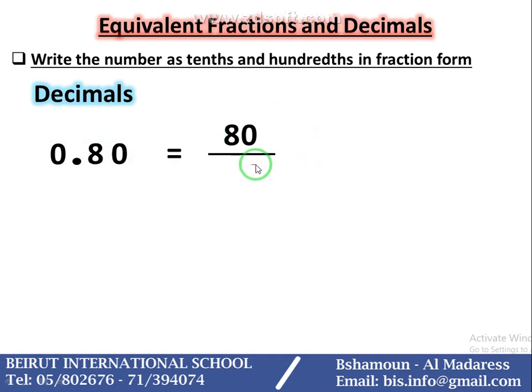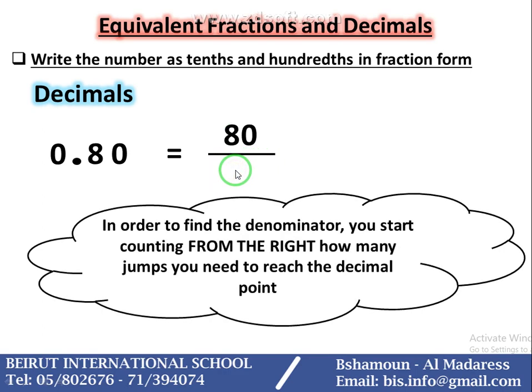Now we have to figure out whether the denominator is 10 or 100. In order to find the denominator, let's count starting from the right. How many jumps do we need to reach our decimal? This is the first jump, but we didn't reach the decimal yet. This is the second jump. Here you go. You reached the decimal point. So we need 2 jumps to reach the decimal point. 2 jumps means 2 zeros, and the final result will be 100, so you get 100 as a denominator.